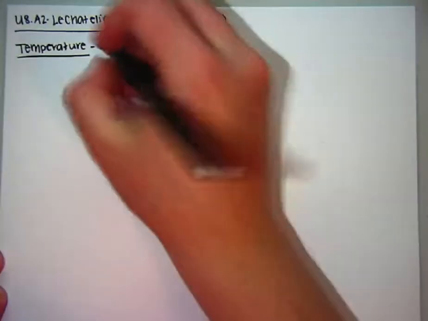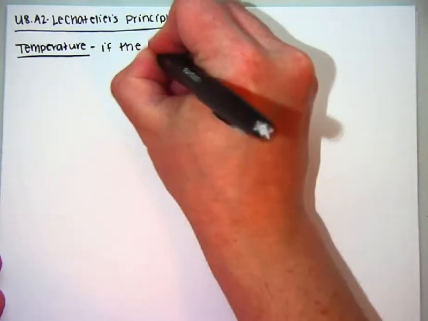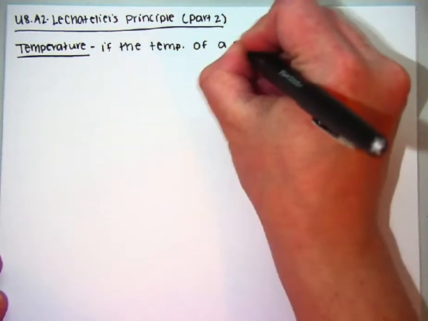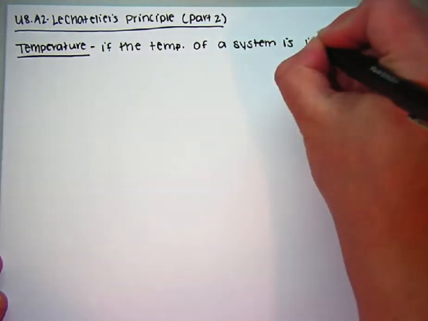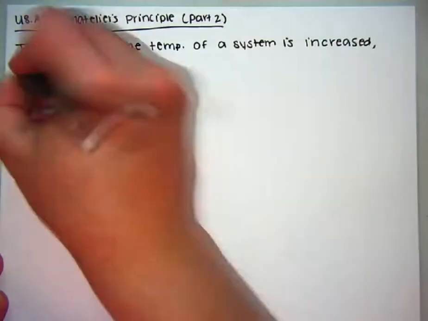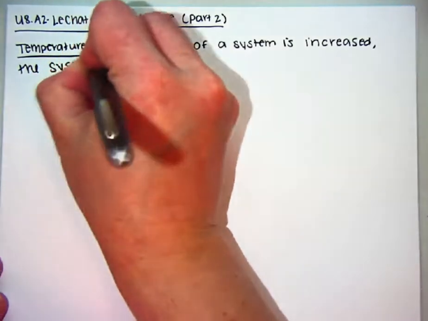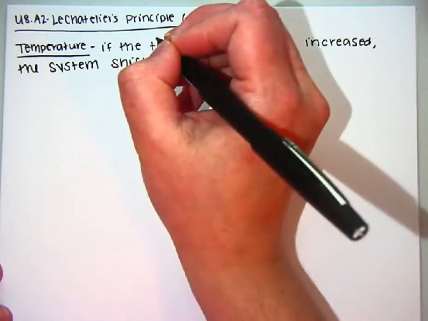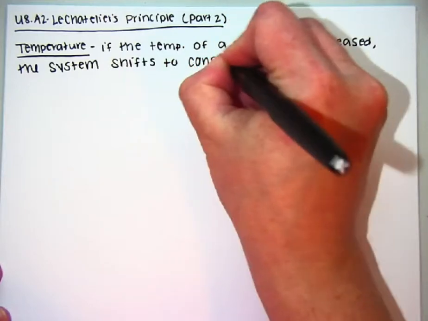So let's say we increase temperature. If the temperature of a system is increased, the system shifts to consume the heat.